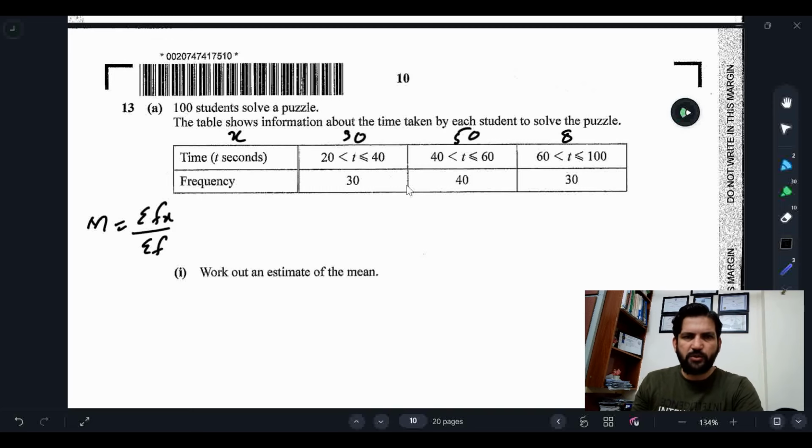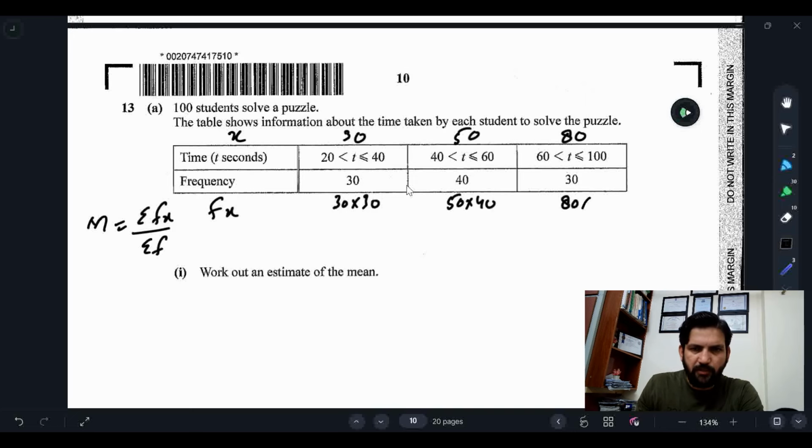X will be equal to 50, because the middle value will be 50, and here x will be equal to 80. Now we have to find fx. So fx will be 30 into 30, 50 into 40, and 80 into 30. Although it's a bit scary that we have to add it without using the calculator, don't worry about it. Simply simplify it like this.